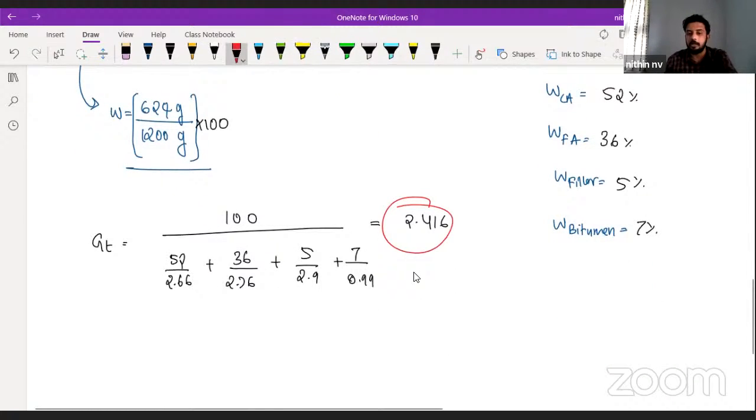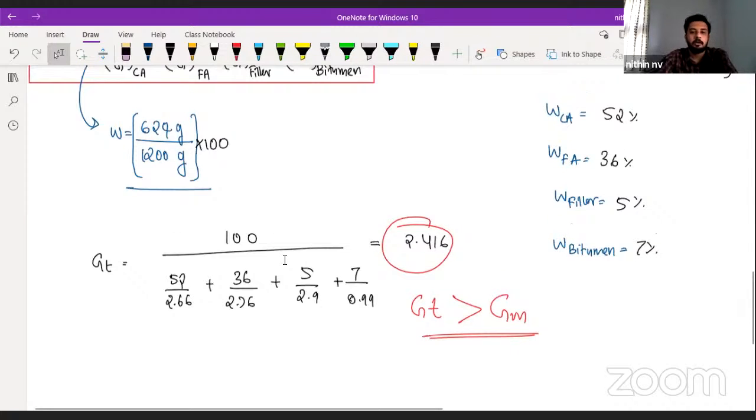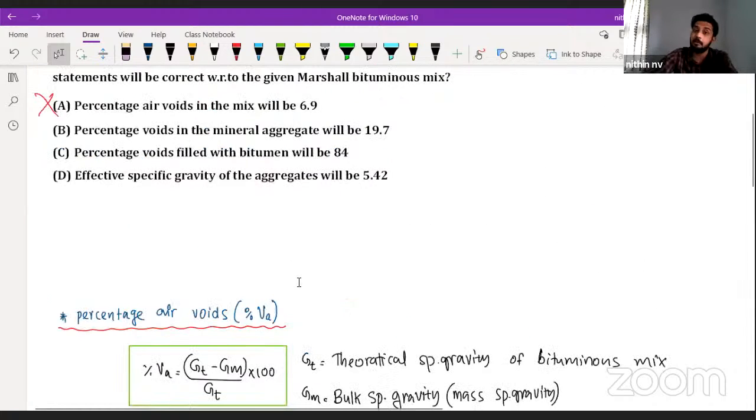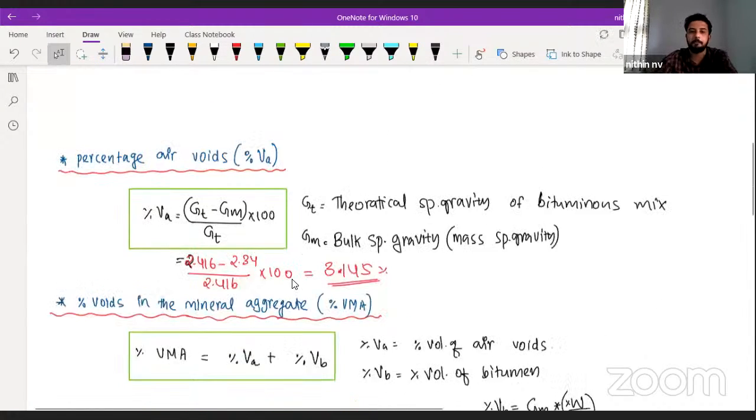One more thing I can tell you. After calculating, you can simply check that the calculated value of GT will always be greater than GM. That you can use as a check. If you are getting something like 2.2, it means you made some mistake in the calculation. Clear? Now the second one is percentage voids in the mineral aggregate, VMA.